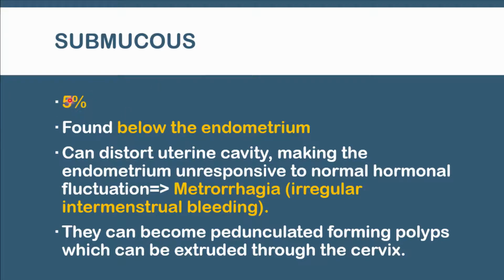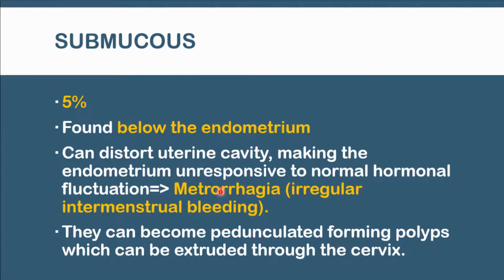So these are going to be accounting for 5%. And remember, these are going to be found below the endometrium. So sometimes they may distort the endometrial cavity, and they'll make this endometrial cavity not able to respond to certain hormone fluctuations, such that it will keep bleeding. So sometimes you can have this bleeding that is happening in between the menstrual cycle. You refer to that as intermenstrual bleeding, or metrorrhagia.